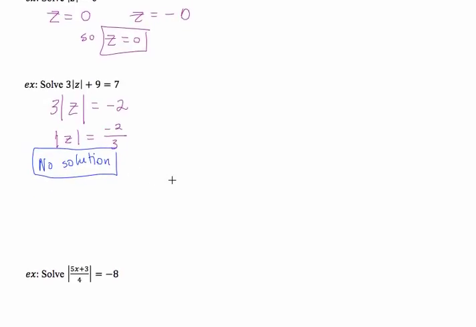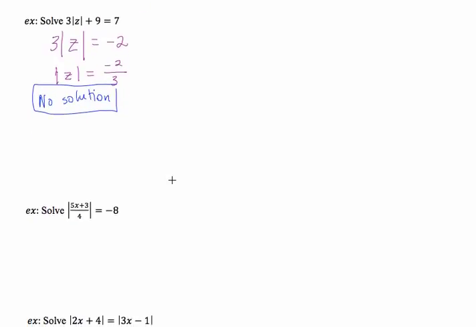And for the same reason, this next example doesn't make any sense either because it's also equal to a negative number. You don't even have to do any work. You can just say the absolute value will never equal a negative number. Therefore, this thing clearly has no solutions.